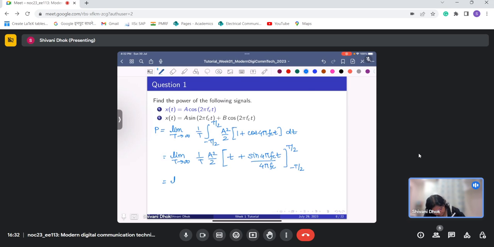Now this I can write as limit T tending to infinity A squared by 2 into 1 by T. The first term here will be T by 2 minus of minus T by 2, so that reduces to T, plus sine 4 pi fc T minus sine of minus 4 pi fc T, upon 4 pi fc. This is capital T.